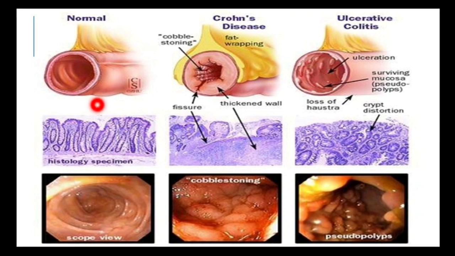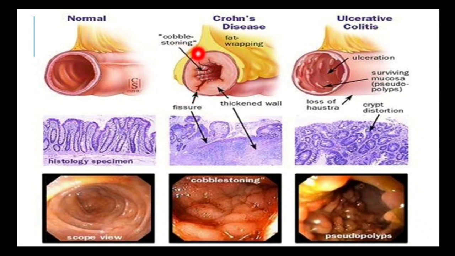So, lastly, we have three specimens. We have normal, Crohn's disease, and ulcerative colitis. In Crohn's disease, we can see there is fat wrapping around the large intestine, and we have thickening in the wall, and we have fissures, and we have cobblestoning in the mucosa. In ulcerative colitis, we can see there is ulceration in the mucosa, there is no thickening in the wall, there is no wrapping of the fat, and we can see surviving mucosa, what's called pseudopolyps.